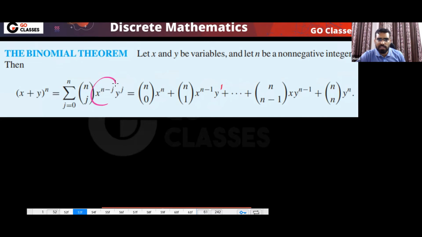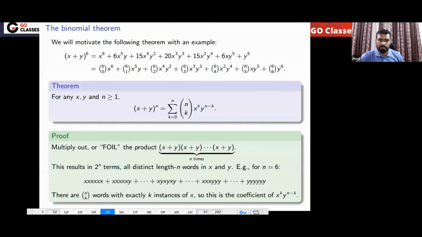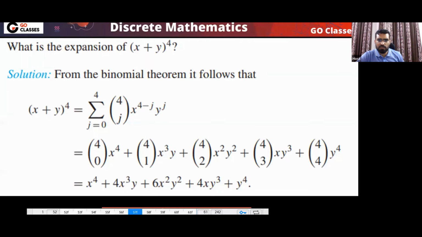So if the x power is n minus j, then the y power will be j, and this j can go from 0 to n. You can decide who will give you y power j: from n, you select j. Those will give you y. This is your (x plus y) power 4.